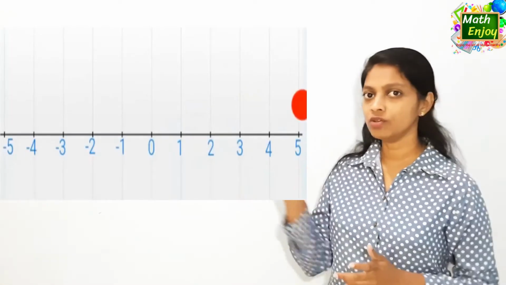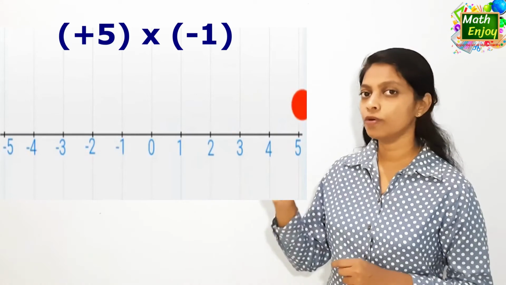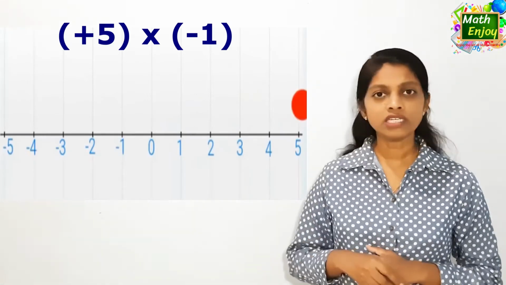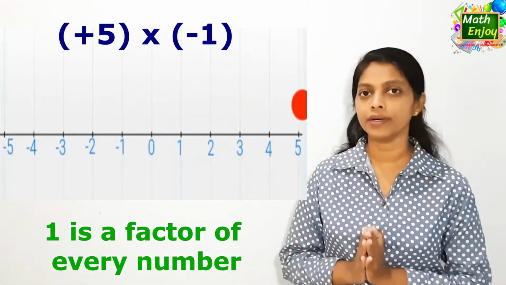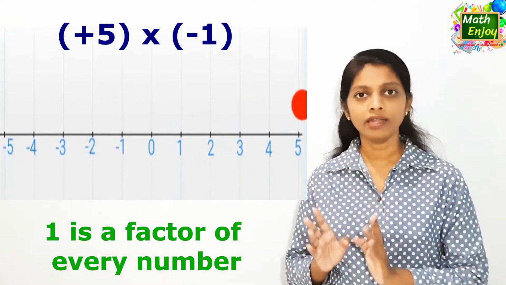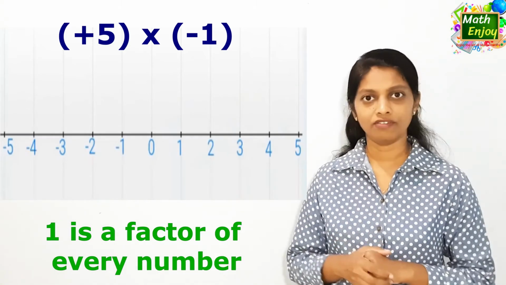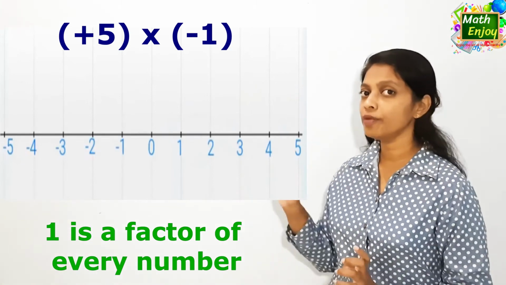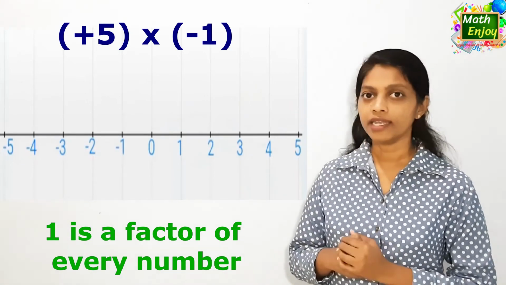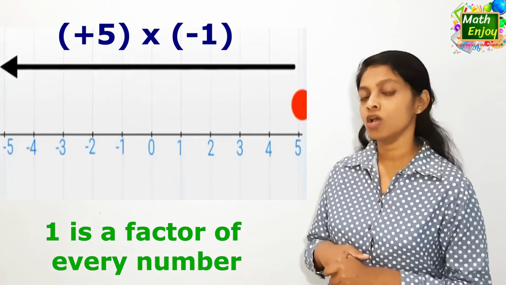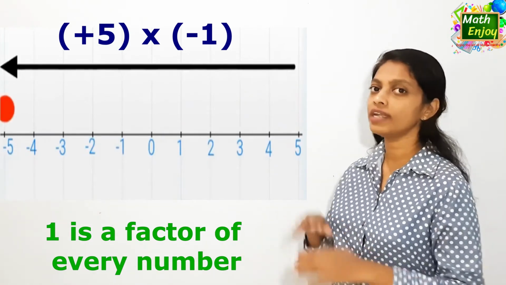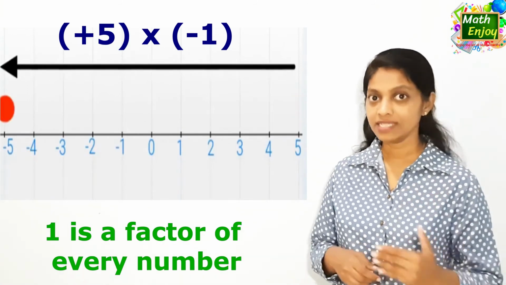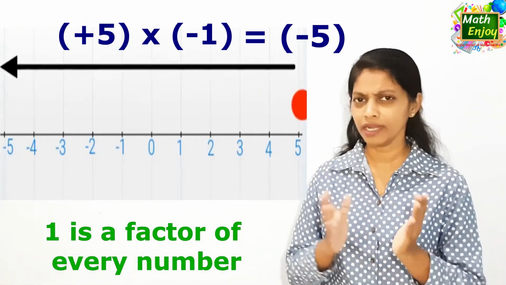I will explain it using the number line. I will multiply positive 5 by negative 1. Here I selected 1 because 1 is a factor of any number. If you multiply any number by 1, the answer is the number itself. So I will multiply 5 by minus 1. When you multiply 5 by minus 1, then this 5 goes to the opposite direction of that number. What is the opposite direction of positive 5? It is negative 5, just like a mirror image.